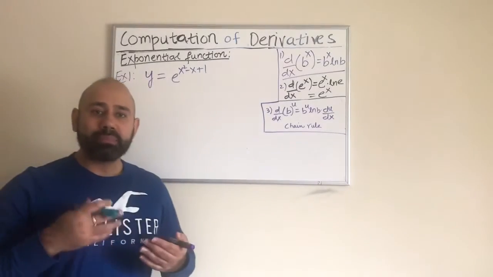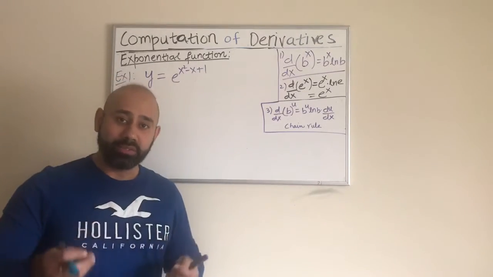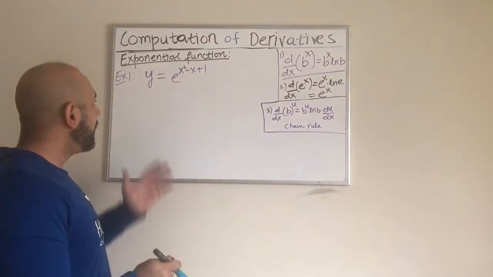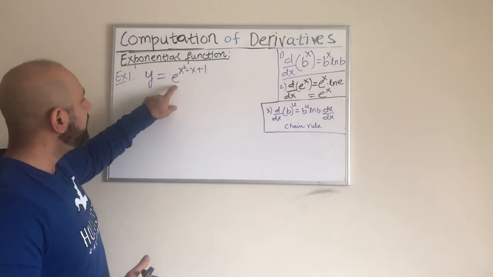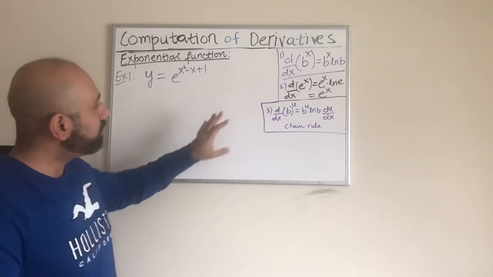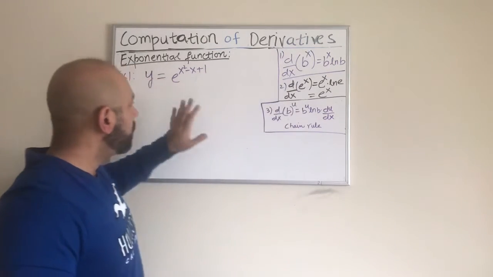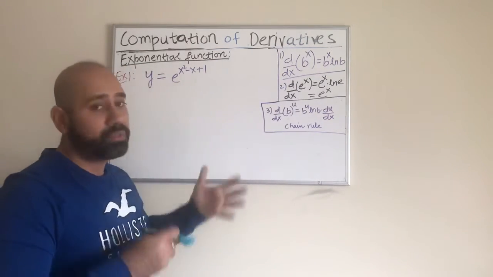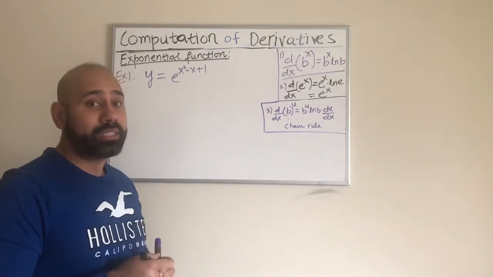Alright guys, now let us look at some examples on evaluating the derivative of exponential functions. So guys, I'm starting with this exponential function where e is raised to the power of a quadratic polynomial. Again, all three formulas are written out right here. We just have to see which one we have to use to actually evaluate the derivative.